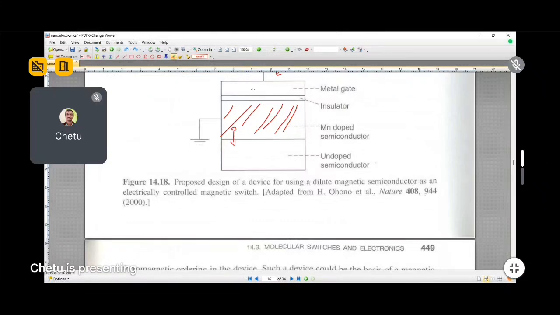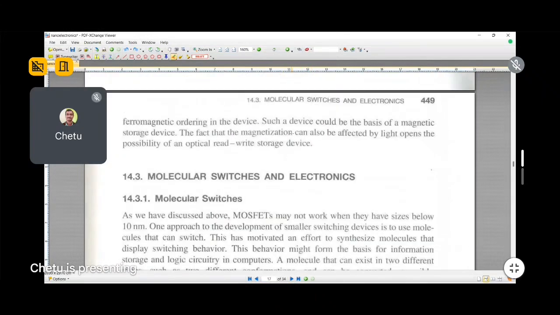So this can act like a memory storage. The DMS switch can act like a digitally controlled data storage device, and the data can be read from the magnetic properties rendered by this amine-doped semiconductor. Okay.